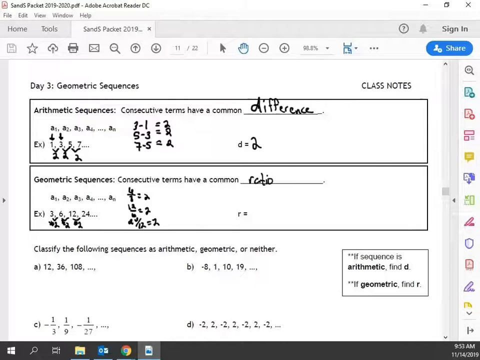So now you're dividing each term to see what you get. Since we know that one is being added or subtracted by the same number, and the other is being multiplied or sometimes divided by the same number, let's go ahead and identify what the sequences are. If you look at A, to go from 12 to 36, and then from 36 to 108, what are we doing? Times 3, because 36 over 12 is equal to 3, and 108 over 36 is equal to 3. Therefore, since there's a common ratio, it's geometric, and the common ratio is 3.